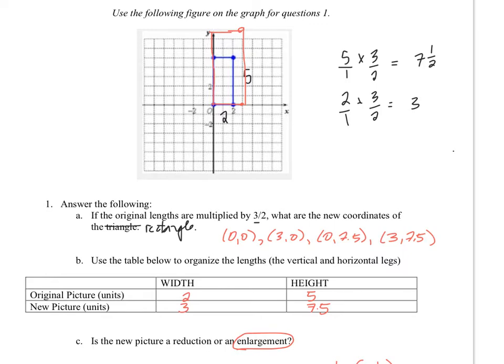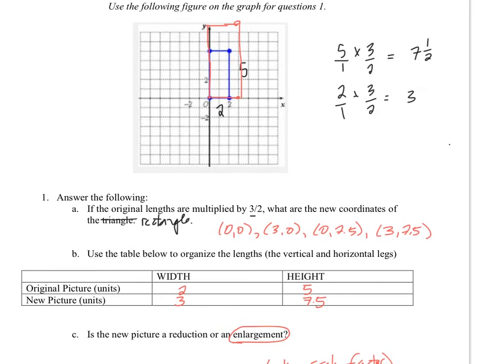Sorry, it's not 3.2, but actually 3 over 2. Okay, so that's 3 over 2 here. So remember, we actually just looked at the distance there, which is 2 units. And then we looked at the distance of the height, and that was 5 units. So if we're going to take the original lengths and multiply them by 3 over 2, then we're going to get these two numbers here off to the right.